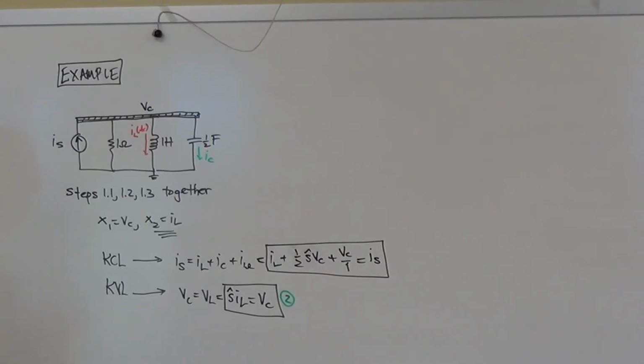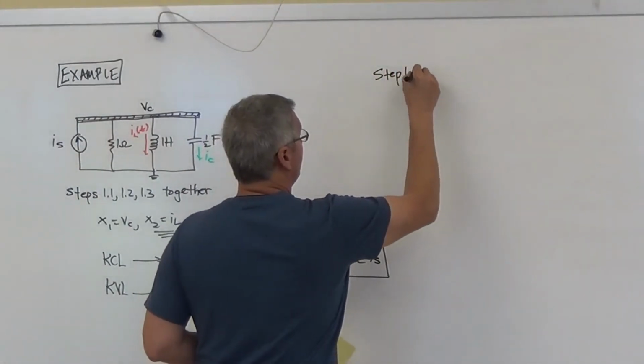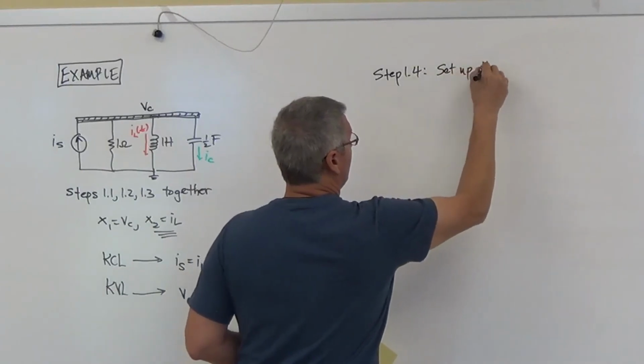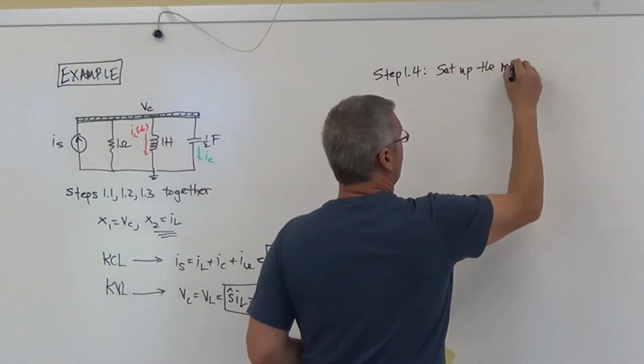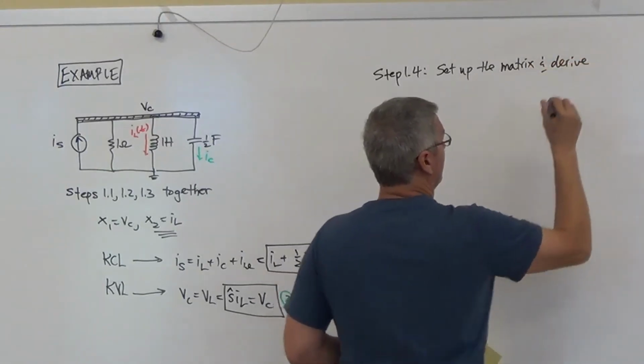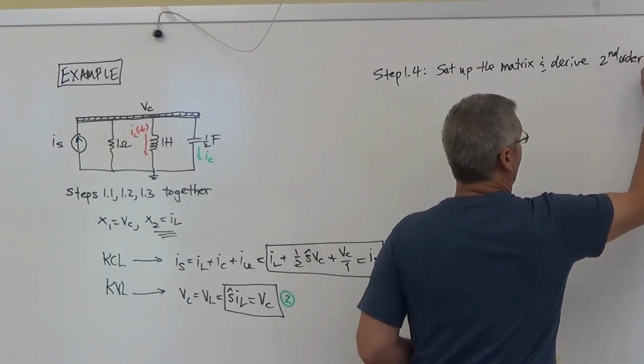So now, we've done steps 1 through 3. So what am I going to do? I'm going to go in and set up my matrix. So then I'm going to go to step 1-4, and I'm going to set up the matrix and derive the second order equation.